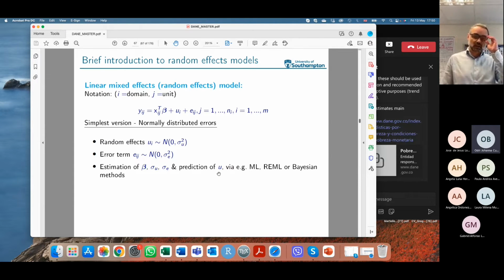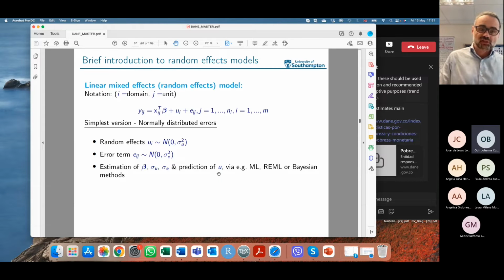Okay, so the random effect for each of the areas. And you can do that using different methods. You can use maximum likelihood, you can use residual maximum likelihood, or other methods. And there is a lot of literature out there as to how to fit these models and obtain these parameter estimates.